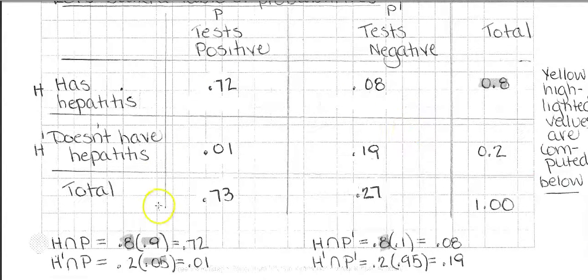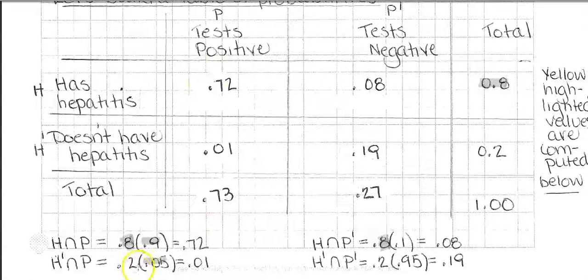Okay, the probability that you have hepatitis and test positive, 72% here, is a conditional probability of an 80% chance that if you present with those symptoms you have hepatitis, and a 90% chance that if you have hepatitis you'll test positive. This is a conditional probability of testing positive given that you have hepatitis. Multiplying those two together gives you 0.72.